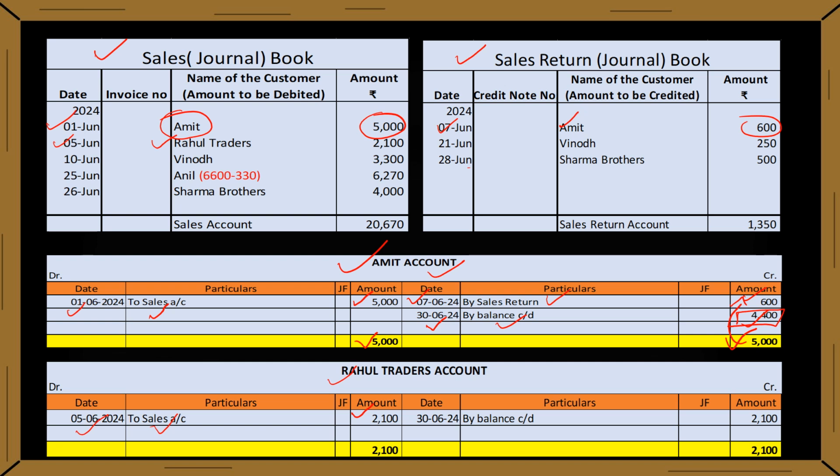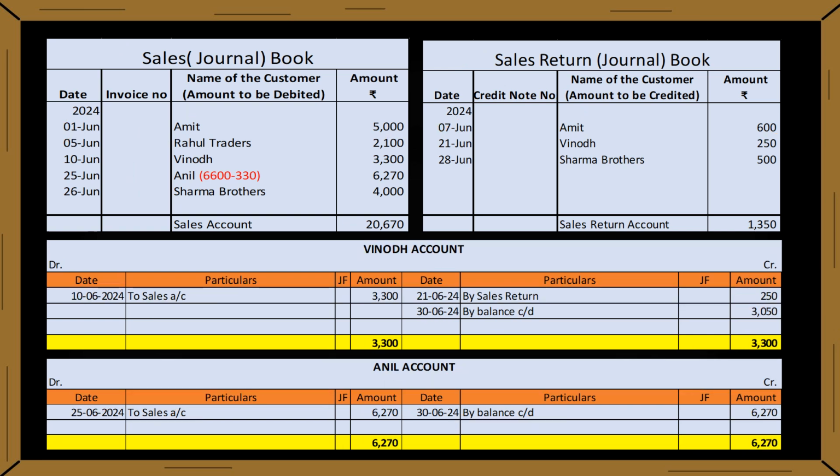There are no other transactions for Rahul in the sales journal book. So we are going to take 2100 total on the debit side, and on the credit side also 2100, on 30/6/2024, by balance carried down 2100. So the balance of Rahul Traders on 30/6/2024 is 2100. We have completed Amit account and Rahul Traders account.